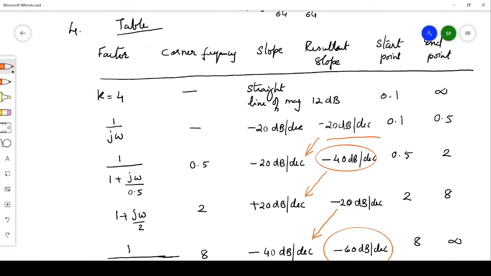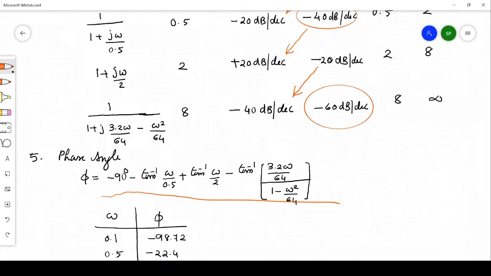Okay, it is starting from 0.1 and it goes to infinity. So this one, k is equal to a constant, for which we have to draw a straight line. The second thing is 1 by j omega, that is minus 20 dB per decade line we have to draw, and it should go till 0.5. Okay, we will draw that.